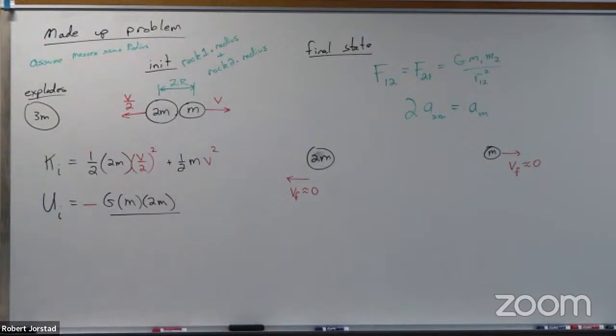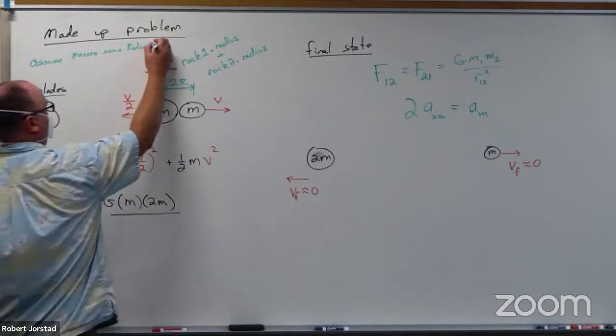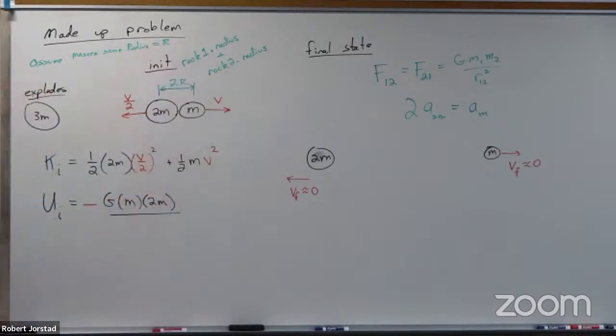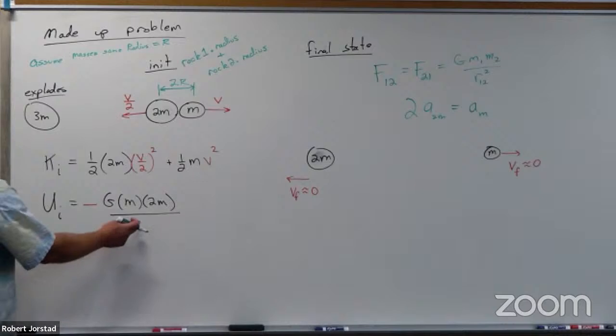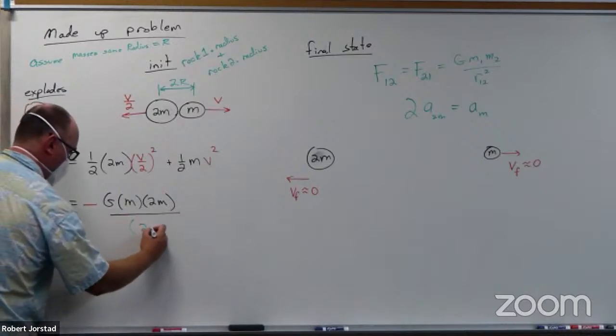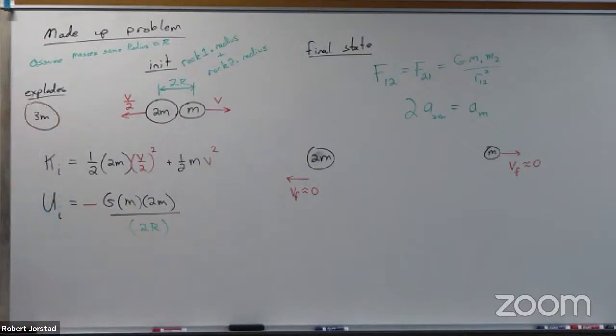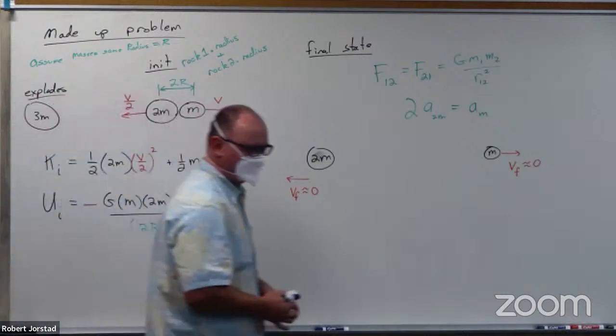I'm going to assume the masses have the same radius, big R. Okay. So then down here, that becomes a 2R. Is this kind of where you were wanting to go? Yeah. Like how you would approach it?